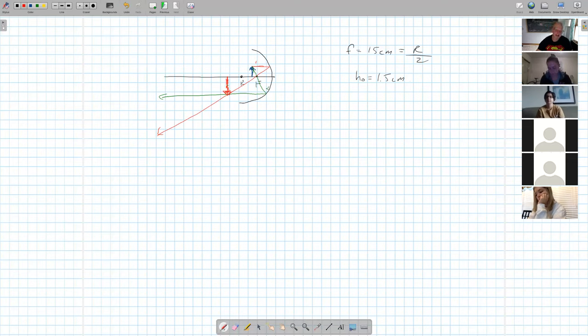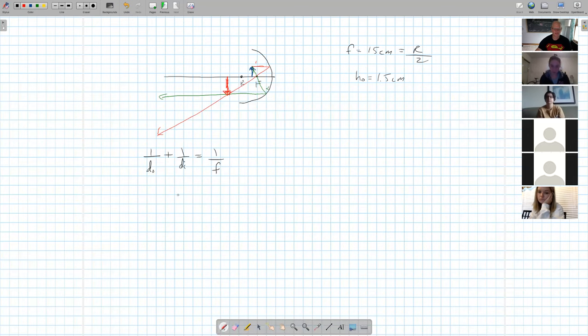And if I compare the size of this arrow to the size of this arrow, it looks like it's also going to have a magnification which is greater than one, meaning that the size of the image should be greater than that of the actual object itself. So good. Now to determine this, we're simply going to use our mirror equations. We're going to say 1 over the object distance plus 1 over the image distance is equal to 1 over the focal length. Our sign convention says that if this is concave, then this has to be positive. So this is a positive focal length.